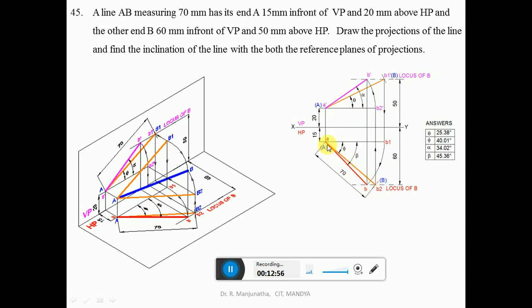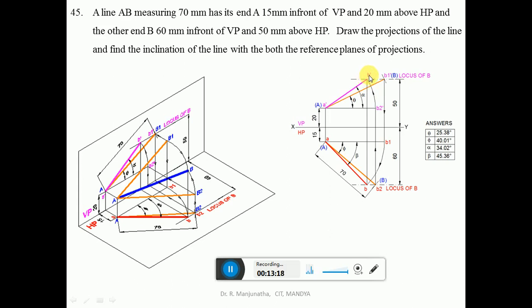The front view of this true length will be A dash B2 dash. But actually the locus of B in the front view is above HP by 50 mm, because of the presence of this true length here. So with A dash as center, taking the radius of A dash B2 dash, you draw an arc such that it cuts the locus of B in the front view at this point.